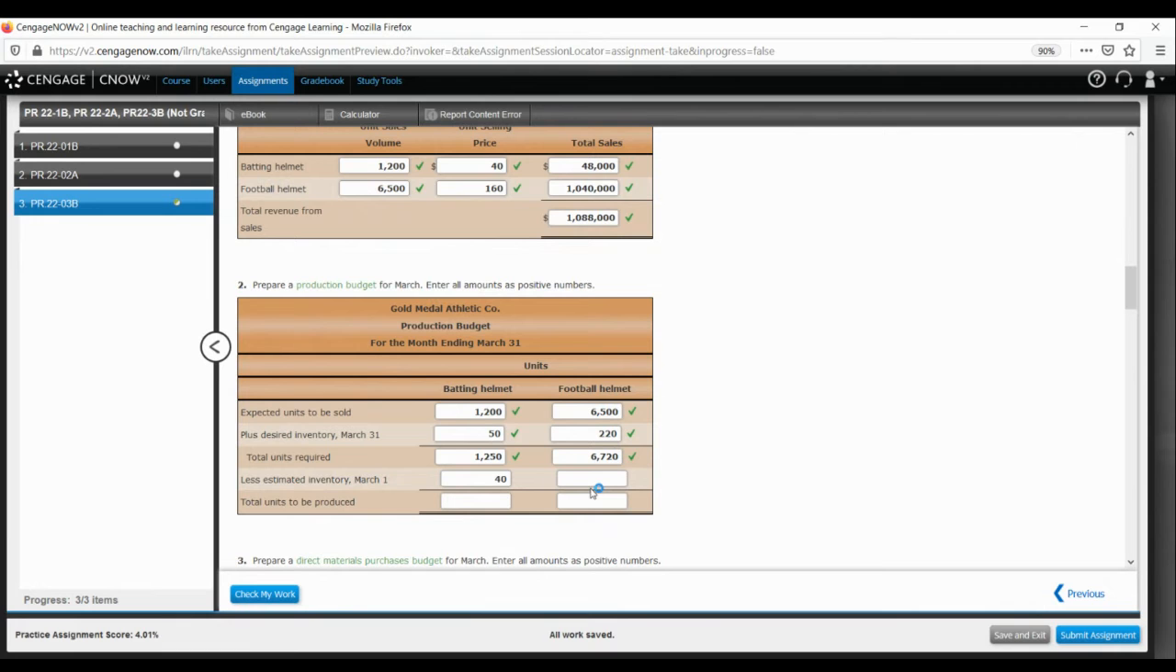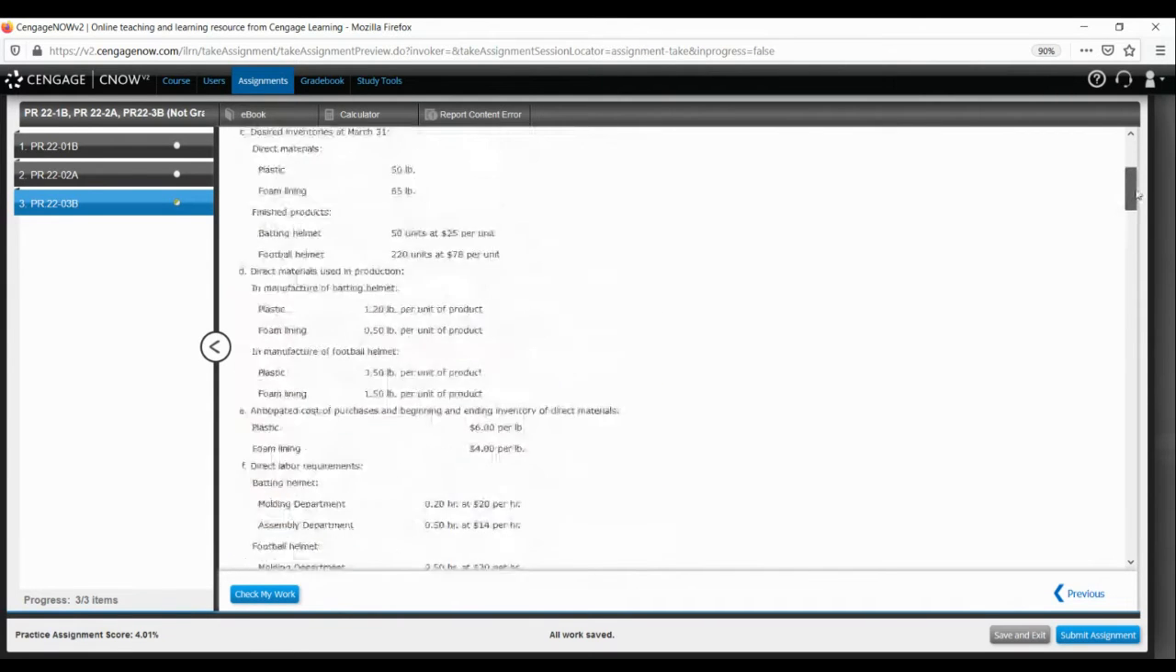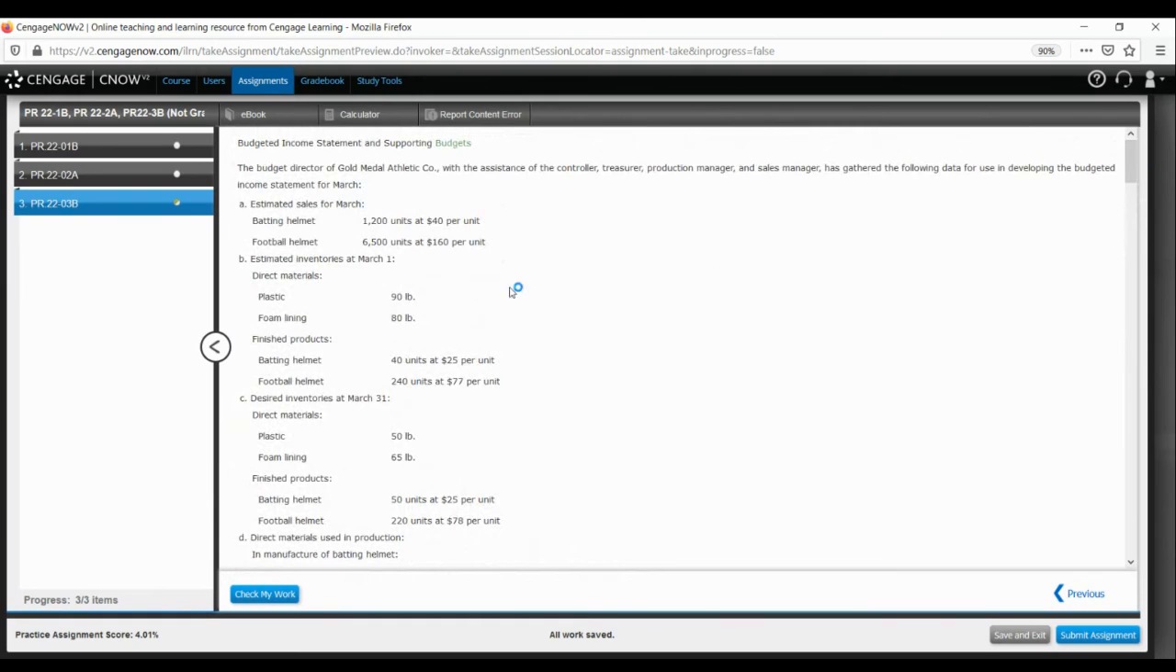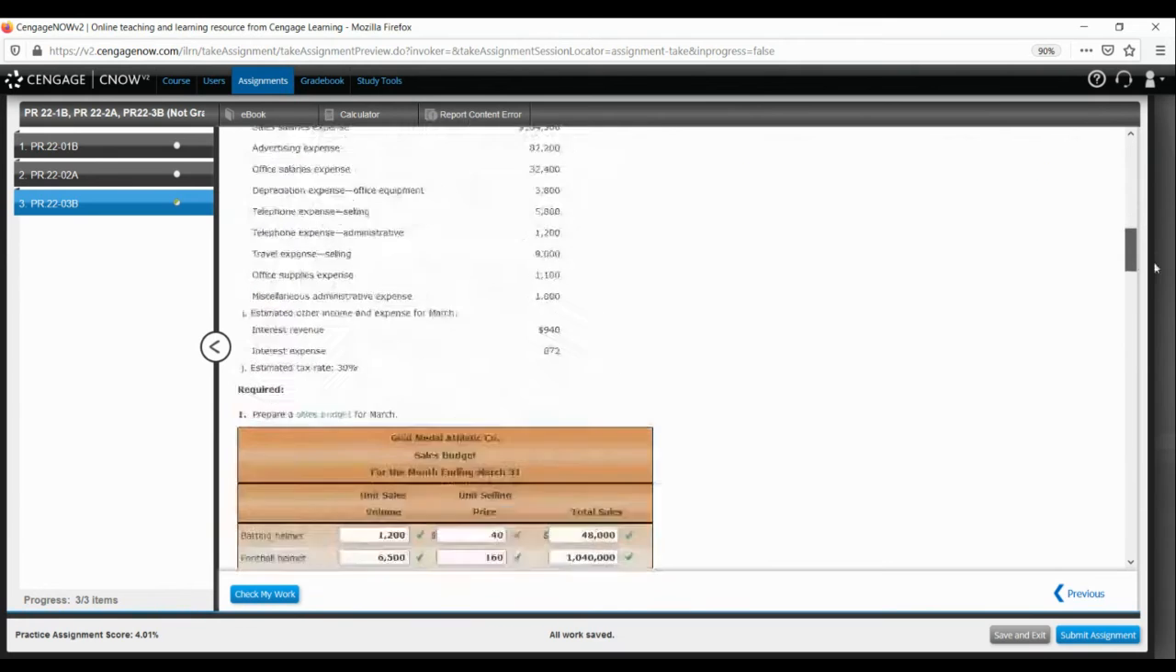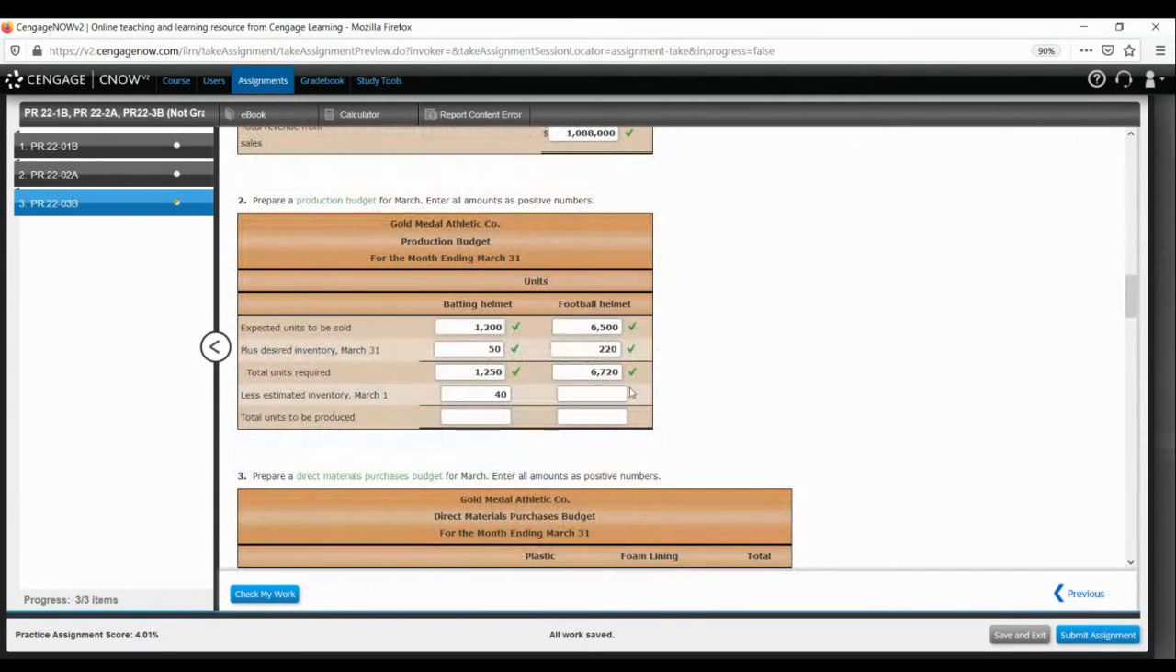We're going to look for the beginning inventory for the football helmets, and that is 240 units. Now make sure you subtract the beginning inventory from the total units required.